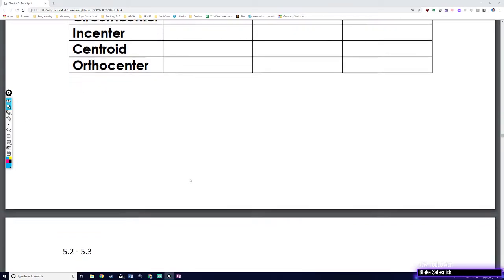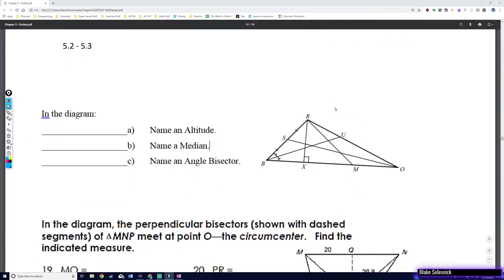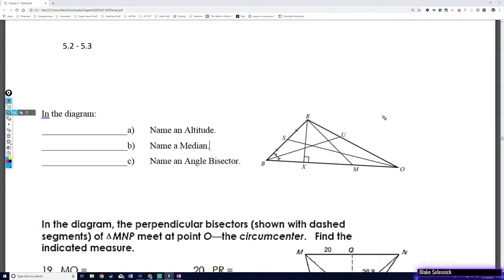I need to scroll down. Yeah, there we go. Okay. This should be pretty simple, pretty straightforward, right? I mean, I hope, right? It's like, hey, look, there's a bunch of lines in this triangle. But if I'm looking for an altitude, I know I'm looking for only one thing. I'm looking for a right angle that goes through a vertex. There's only one right angle on this whole thing, and it's here. So does this line that forms a right angle with this side go to the vertex? You bet your sweet bottom it does, right? So Rx would definitely be your altitude.